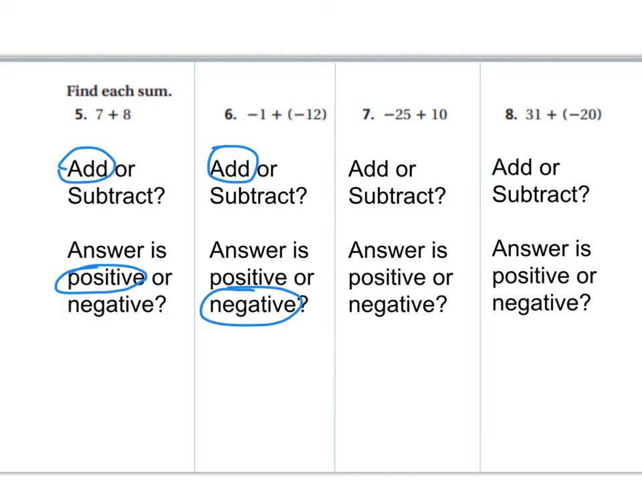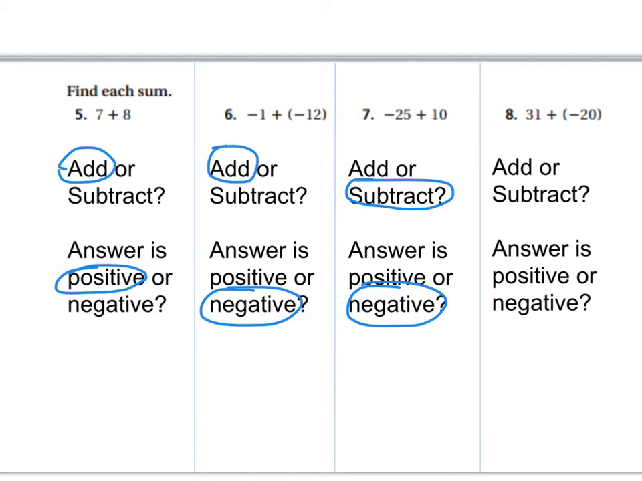The next one, are you going to add or subtract? Well, there I've got one negative, one positive. My signs are different, so I'm subtracting. And it looks like I have more negatives than positives because I have 25 negatives and only 10 positives, so my answer is going to be negative.